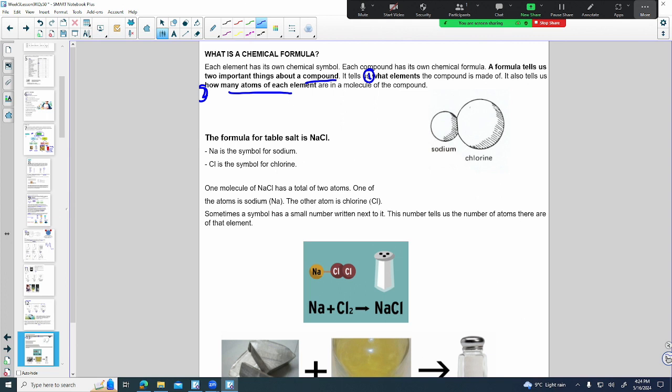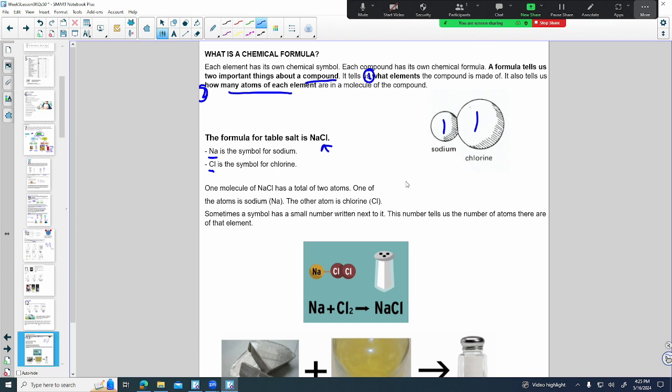Let's try it. The formula for table salt is NaCl. So we know that Na is the symbol for sodium, Cl is the symbol for chlorine. That means one molecule of NaCl has a total of 2 atoms. We know that because one of the atoms is sodium, which is Na, and the other atom is chlorine. Remember, if you don't see a number beside the symbol, that means it will contain 1 atom of that element.